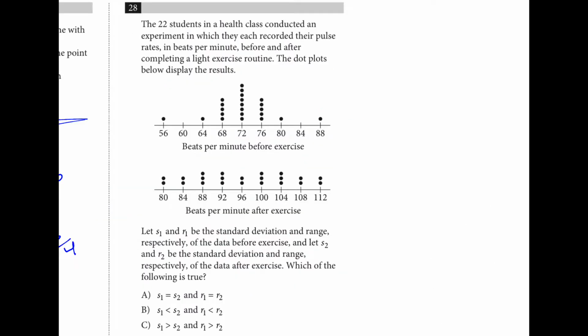28 is about pulse rates in beats per minute before and after completing an exercise routine. And we're specifically looking at standard deviation and range. Remember that standard deviation measures how far apart results are from an average, whereas range is the maximum minus the minimum. So let's start with the range. 88 minus 56 gives us a range of 32 for this top one. If I take 112 minus 80, I get a range of 32 for the bottom as well.